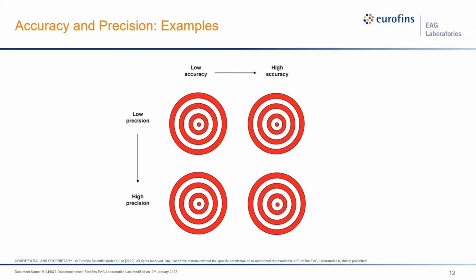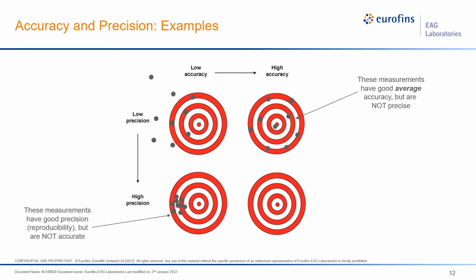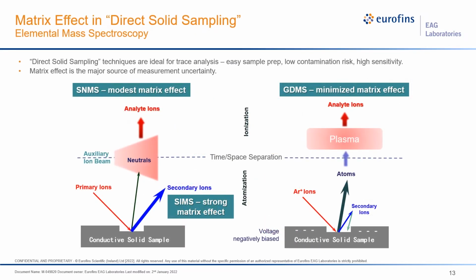The first scenario is that it has neither accuracy nor precision. And quite frequently, you may also see a situation where you have a good average accuracy, but are not precise. And often we are dealing with a scenario where you have good precision, but not accuracy. Our ultimate goal is to have both precision and accuracy. So we will talk about how GDMS can be used to achieve the necessary precision and accuracy.